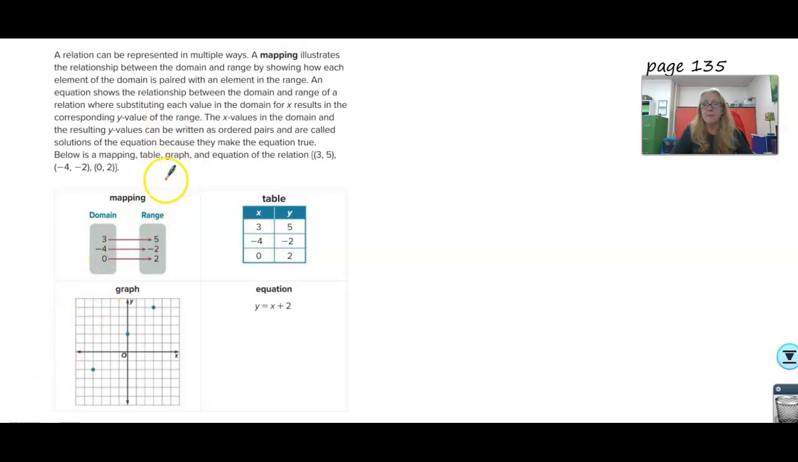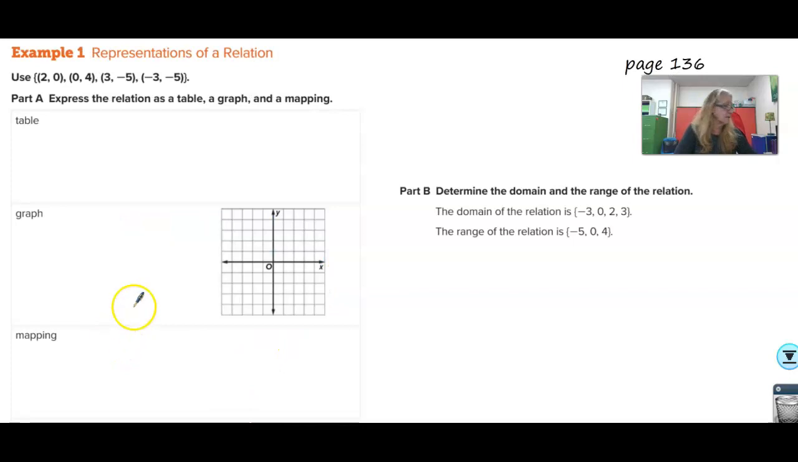This is the relation, (3, 5), (-4, -2), (0, 2). Every time I talk, he talks. There are 4 ways you can write it. You can write it as a mapping diagram, as an XY table, a graph, or an equation. This is just the beginning of much fun to come, I tell you.